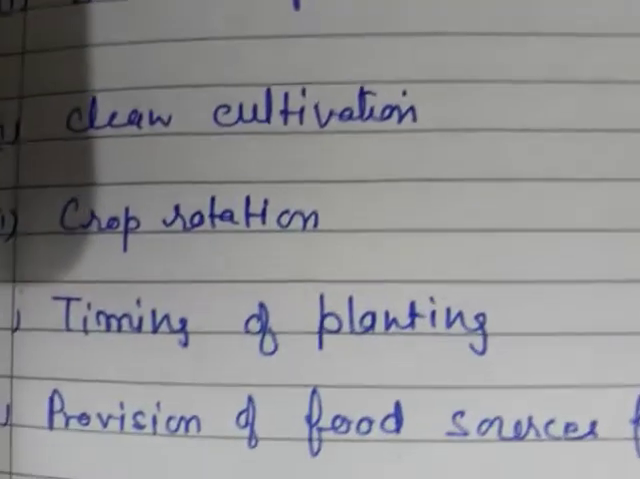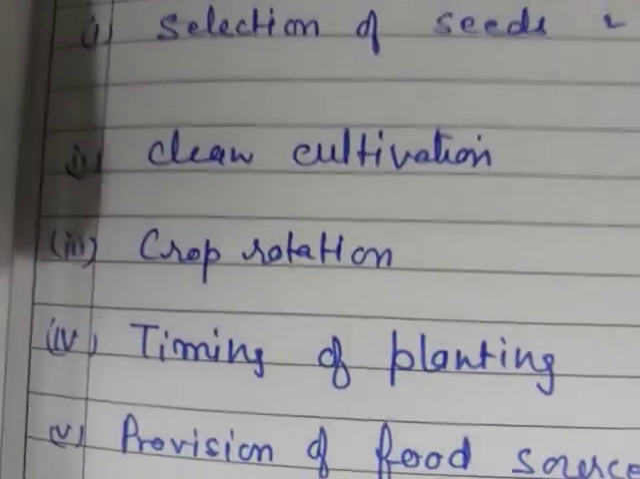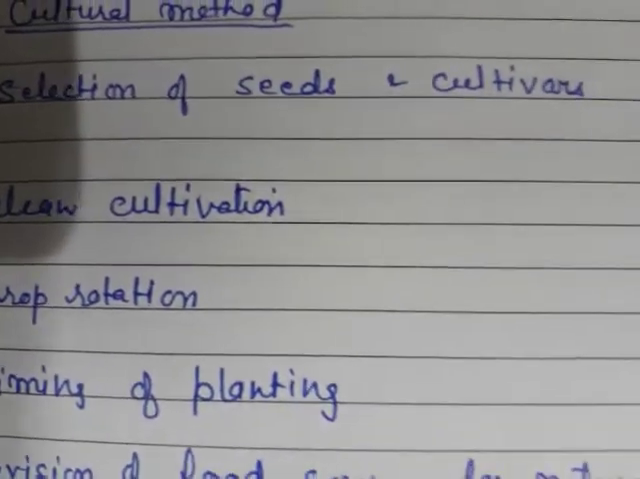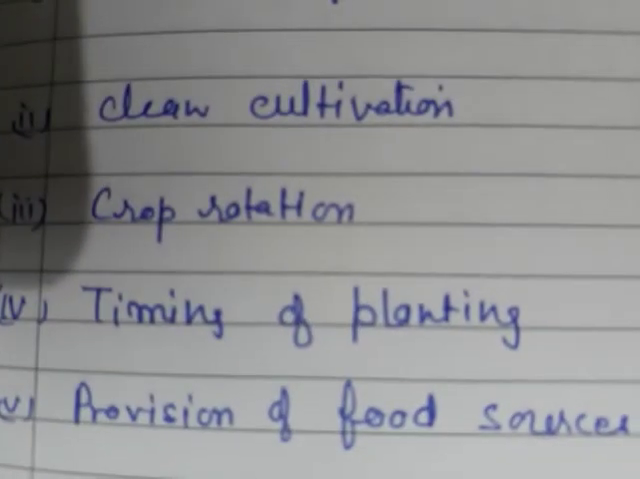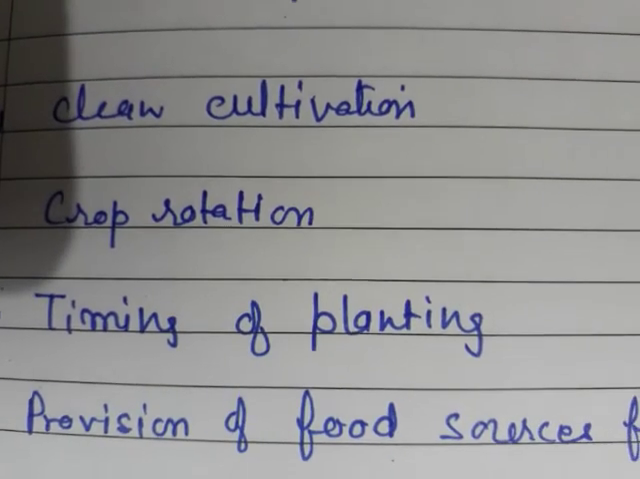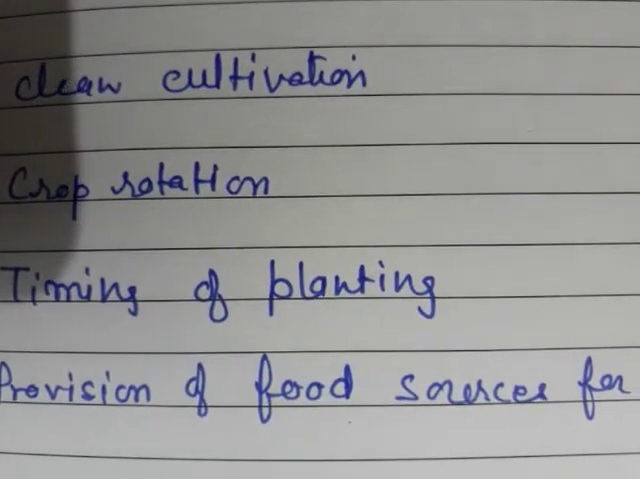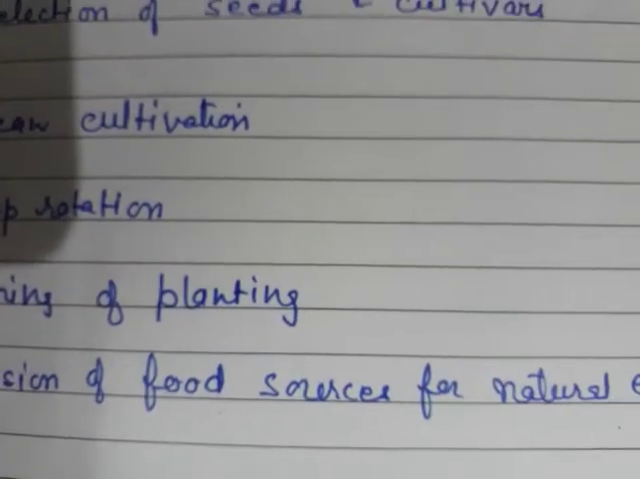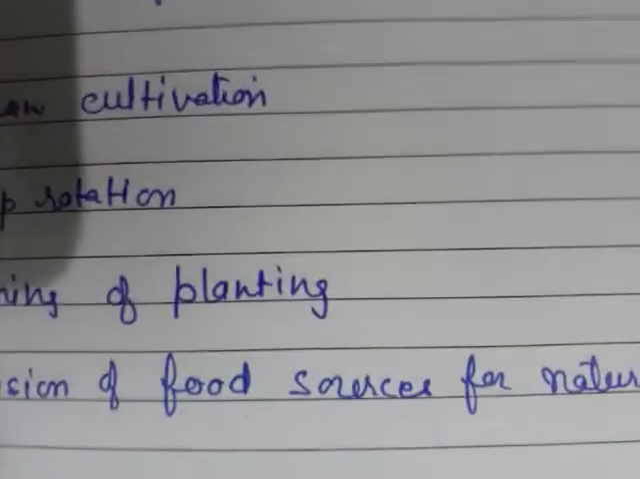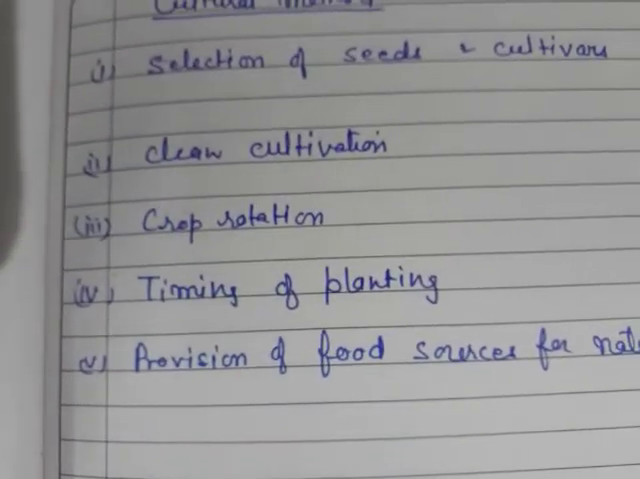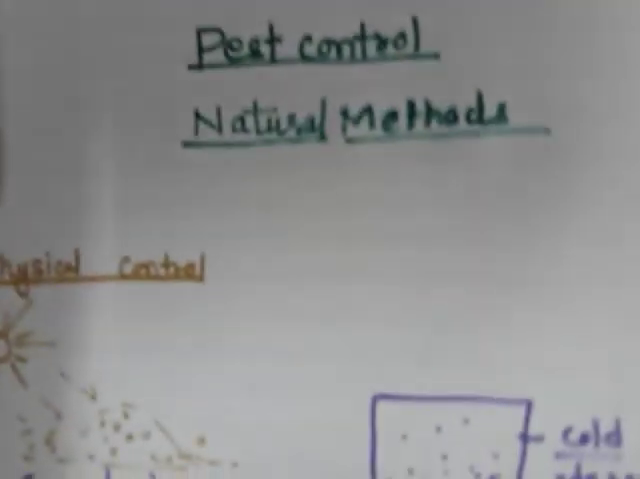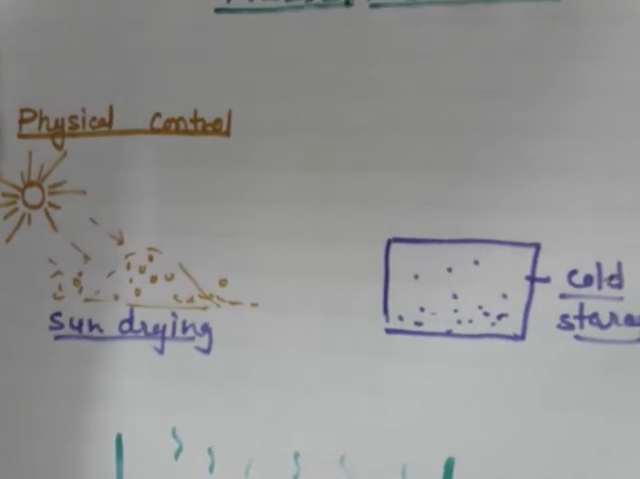These are different types of cultural methods of pest control: selection of seeds and cultivars, clean cultivation, crop rotation, timing of planting, provision of food sources for natural enemies. This is the best type of pest control, natural methods.